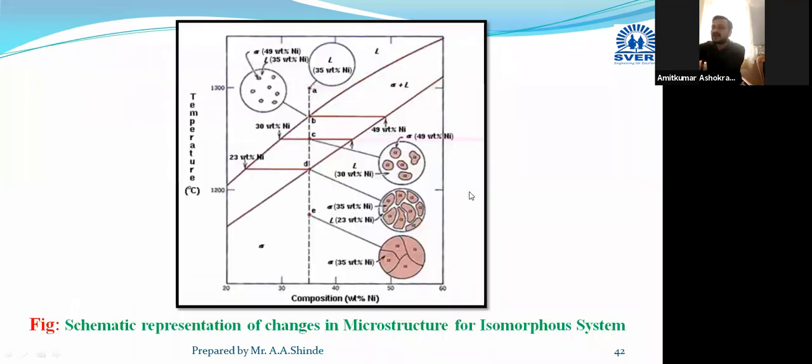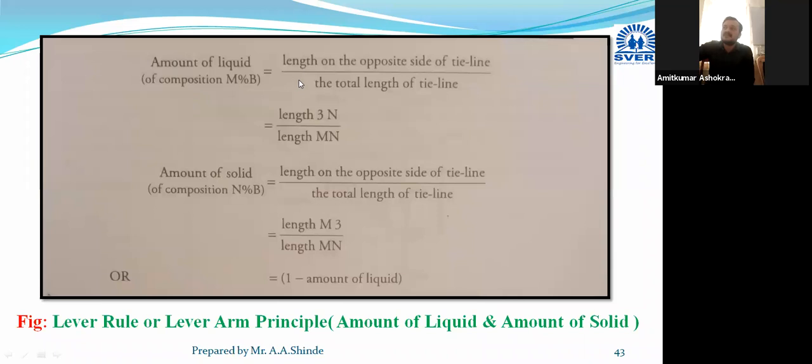And that same thing I have highlighted in this slide. Amount of liquid is equal to the length on the opposite side of the tie line, from the liquidus line, divided by the total length of the tie line. Tie line is nothing but the lever arm length. And this is nothing but length 3N divided by length MN. In the same way, for the amount of solid, you have to apply this formula from the solidus line side. Length on the opposite side of the tie line divided by the total length of the tie line will be equal to length M3 divided by length MN.